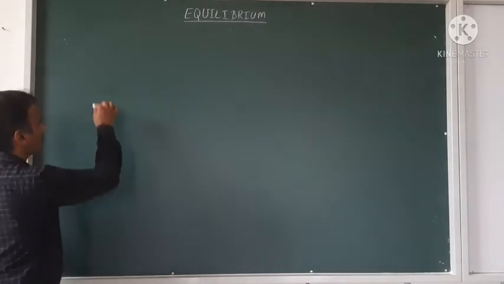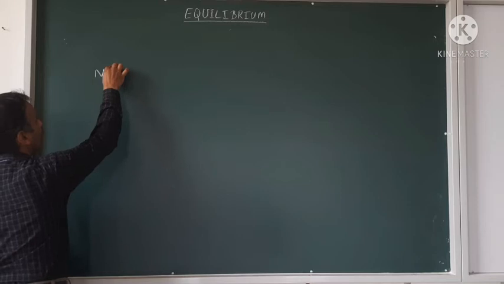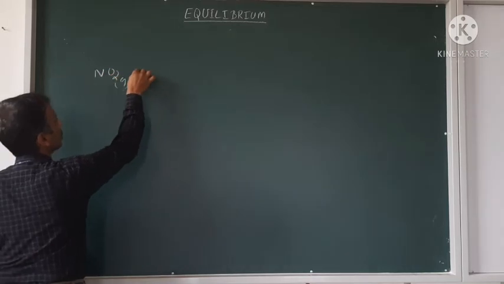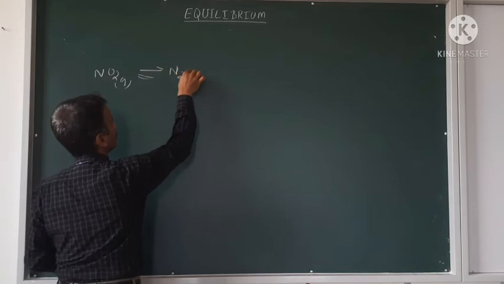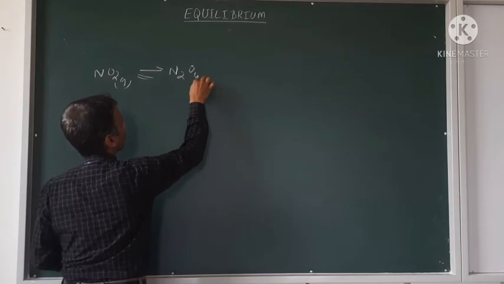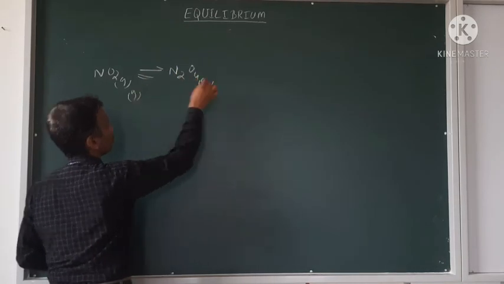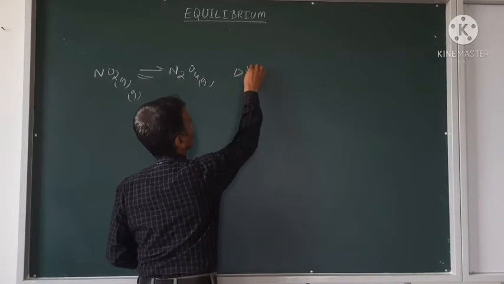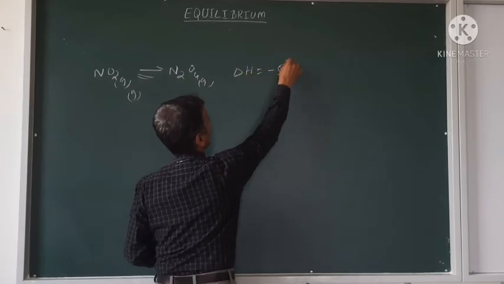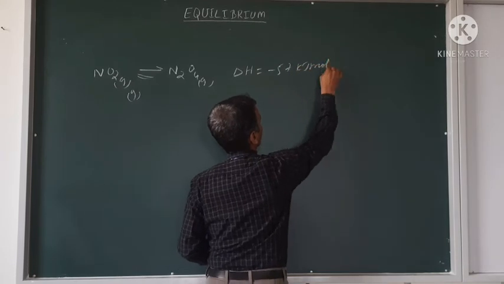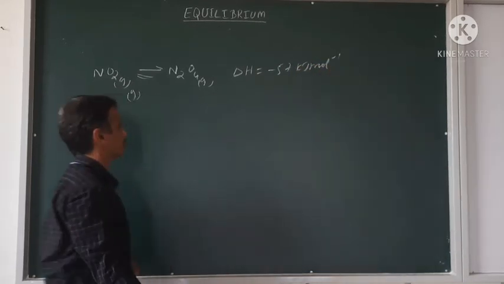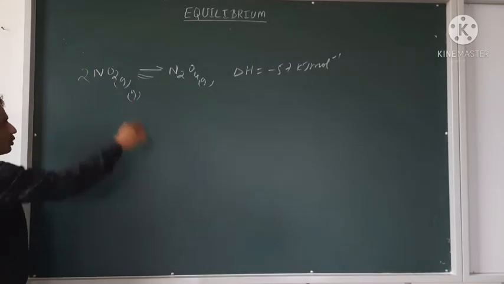Take this example, NO2 giving N2O4. These are gases only, and it is an exothermic reaction with minus 57 kilojoules per mole heat evolution, and it is a balanced equation also.